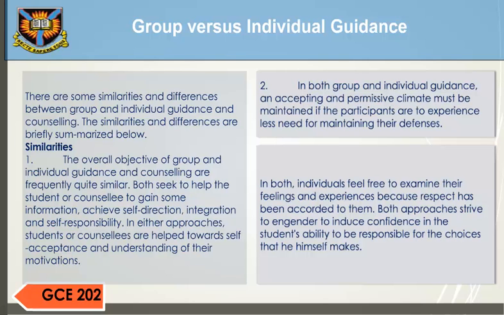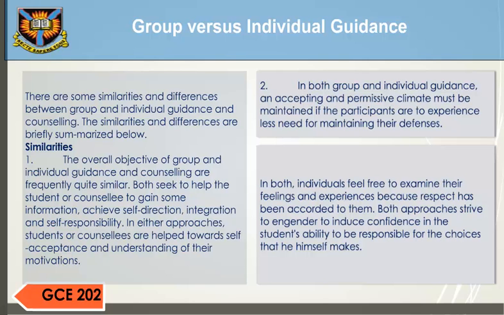There are similarities and differences between group and individual guidance and counseling. The similarities and differences are briefly summarized below. Similarities. 1. The overall objective of group and individual guidance and counseling are frequently quite similar. Both seek to help the student or counselee to gain more information, achieve self-direction, integration, and self-responsibility. In either approach, students or counselees are helped towards self-acceptance and understanding of their motivations.